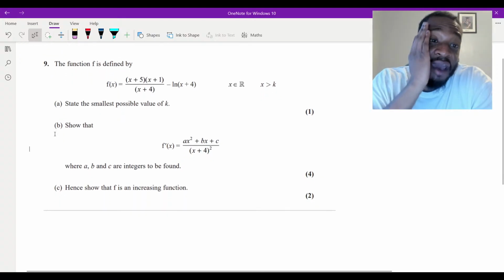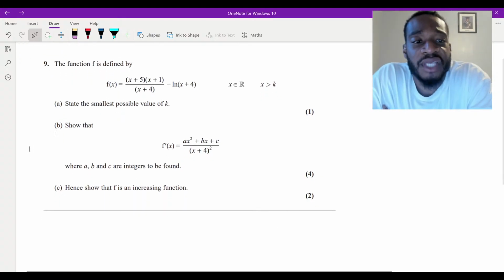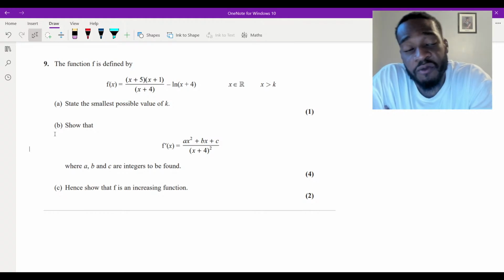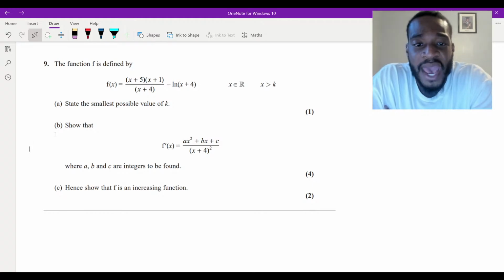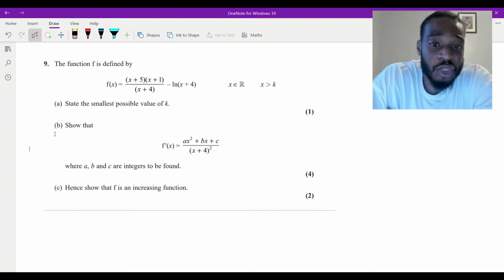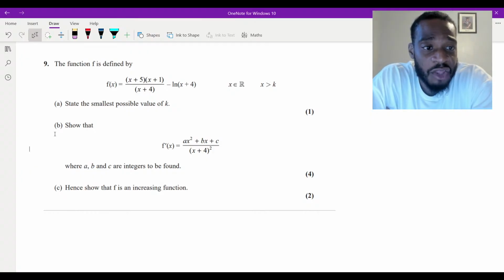So it says the function f is defined by f of x equals x plus 5, plus 1 over x plus 4, minus the ln of x plus 4, where x is an element of the reals and x is greater than k. Part A says state the smallest possible value of k for 1 mark.